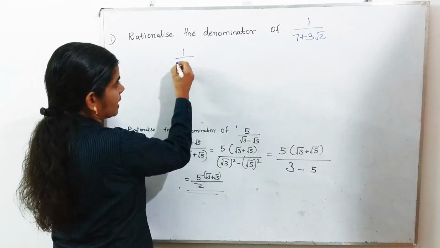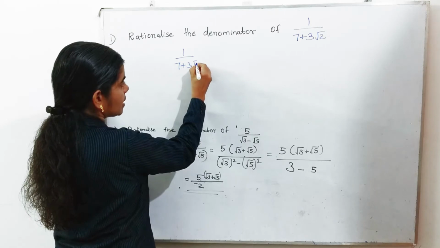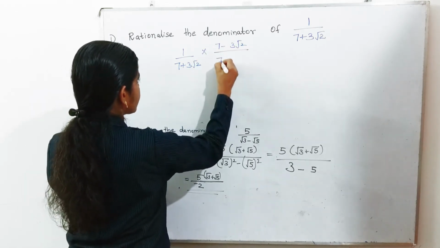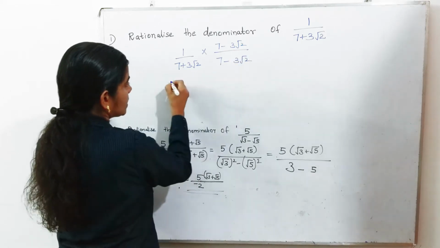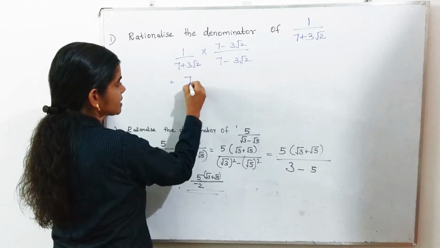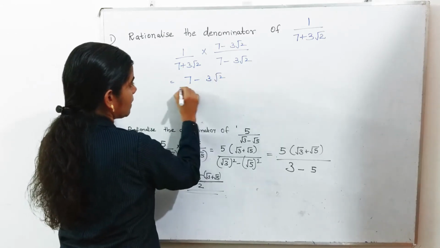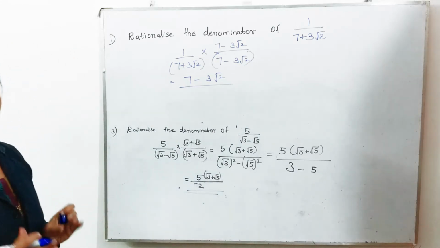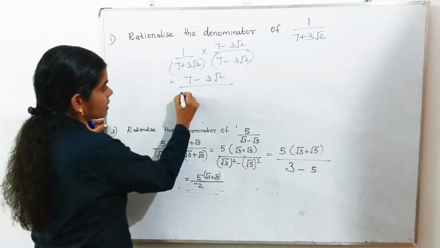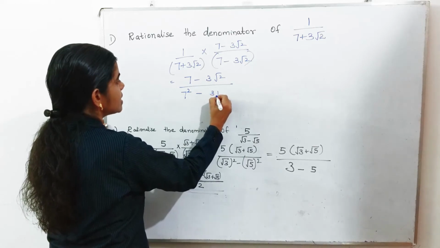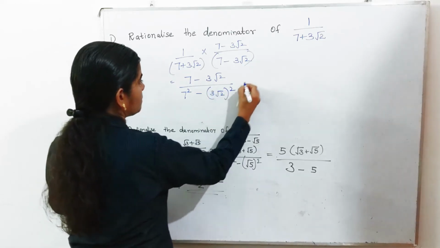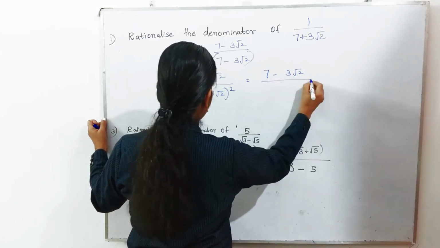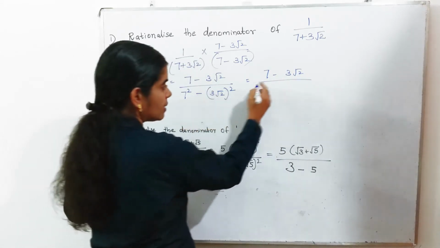Therefore, 1 by 7 plus 3 root 2 into 7 minus 3 root 2 by 7 minus 3 root 2. Then 1 into 7 minus 3 root 2 means 7 minus 3 root 2. The denominator will be in the form a plus b into a minus b, therefore our answer will be a square minus b square. That is 7 square minus 3 root 2 whole square. 7 square means 49.